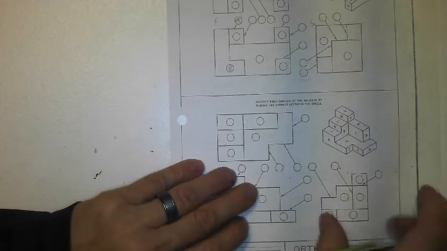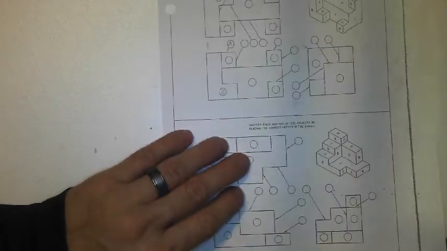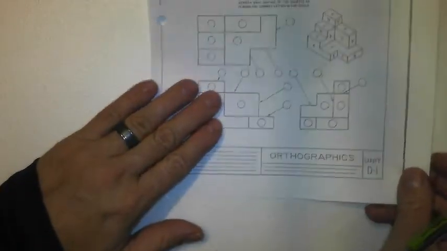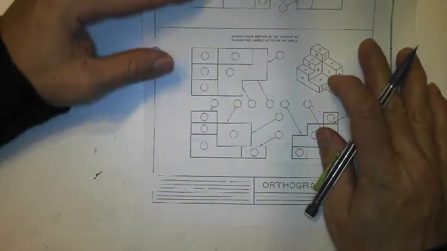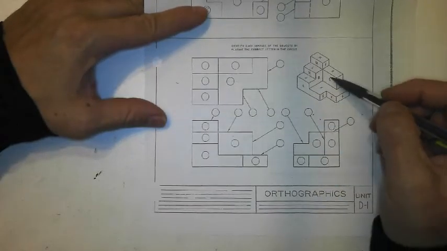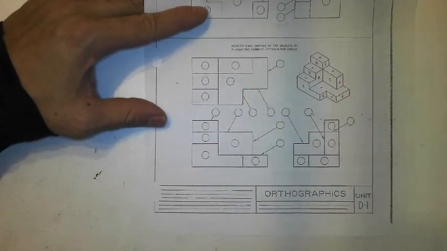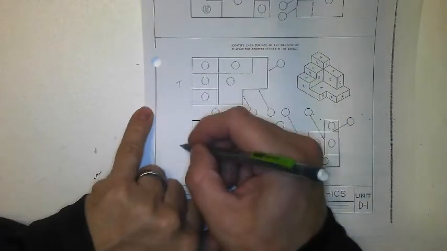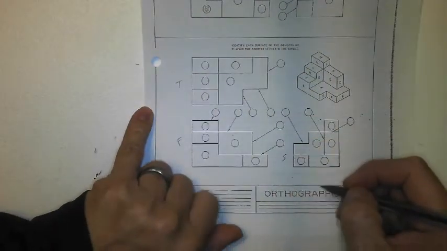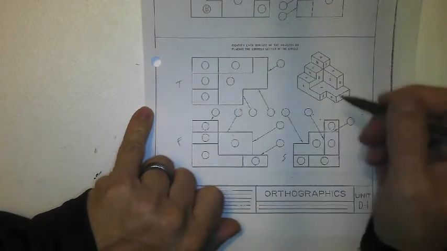Your last two pages are here, so I won't do the top one here. I'll kind of demonstrate on the bottom one. And basically, we've got isometric view, the three orthographic views of top, front, and side. And the letters here, you're just going to fill in the bubbles.